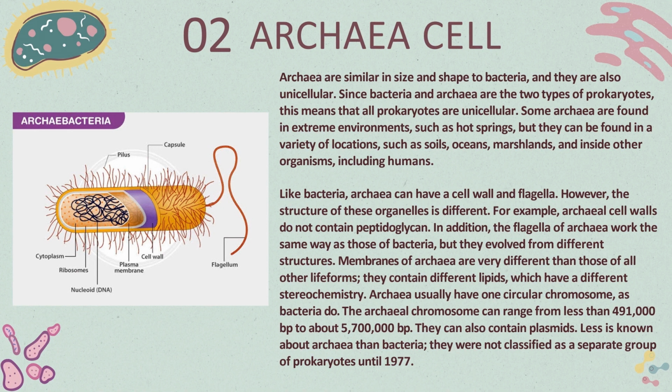Archaea usually have one circular chromosome, as bacteria do. The archaeal chromosome can range from less than 491,000 BP to about 5,700,000 BP. They can also contain plasmids. Less is known about archaea than bacteria. They were not classified as a separate group of prokaryotes until 1977.